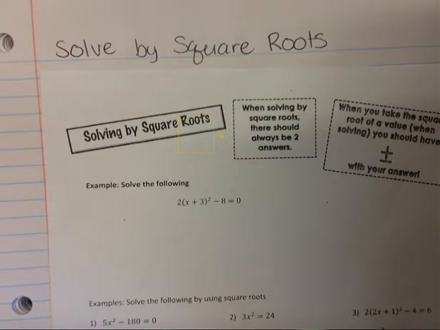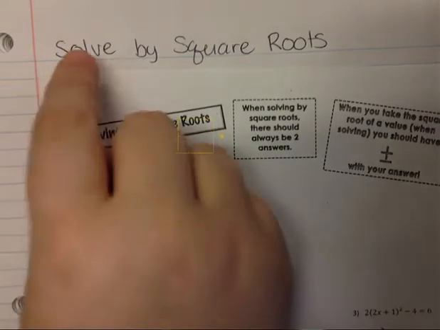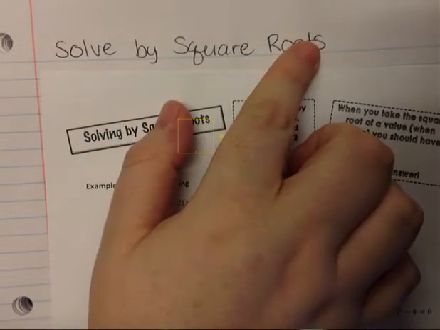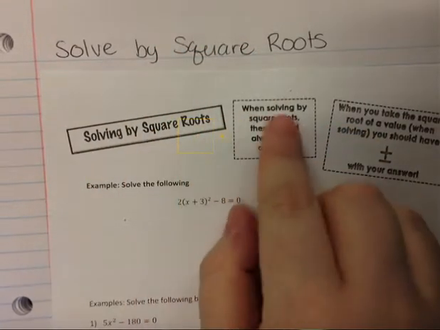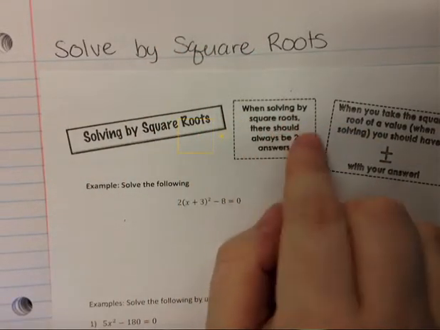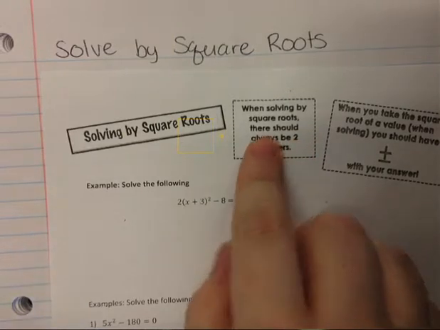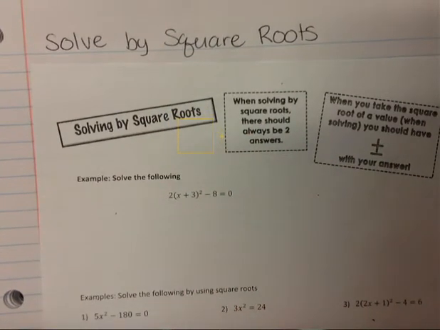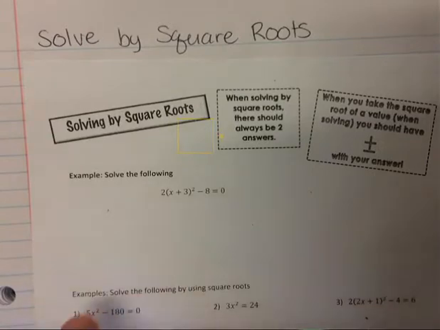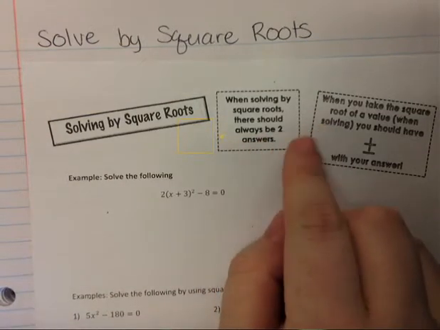This video is on solving quadratics. Specifically, we're going to solve by square roots. When you're solving by square roots, there should always be two answers, because no matter what, you should end up with two solutions. They could either be two real rational solutions, two real irrational solutions, two imaginary solutions, or you could have one solution, but technically it happens twice still.